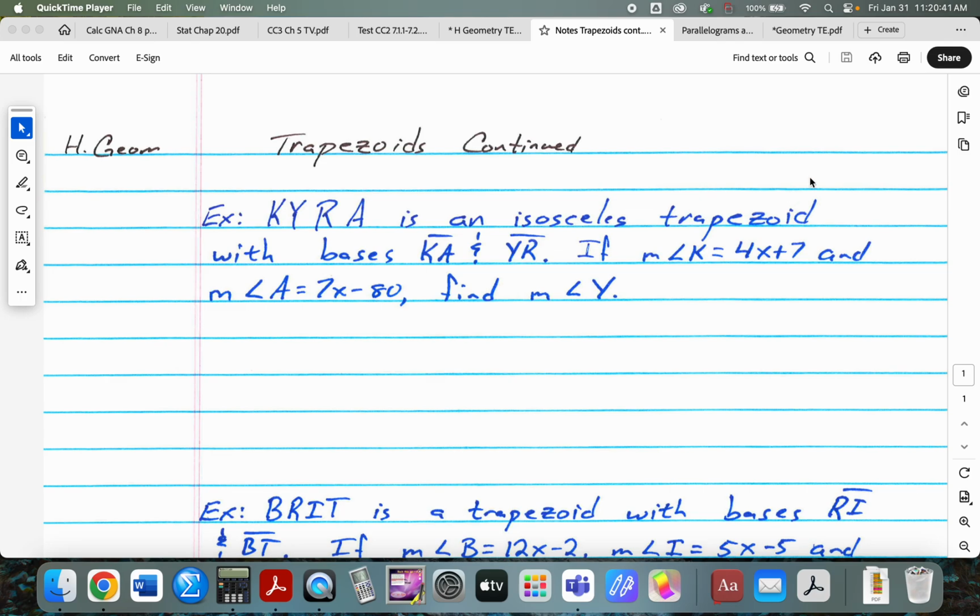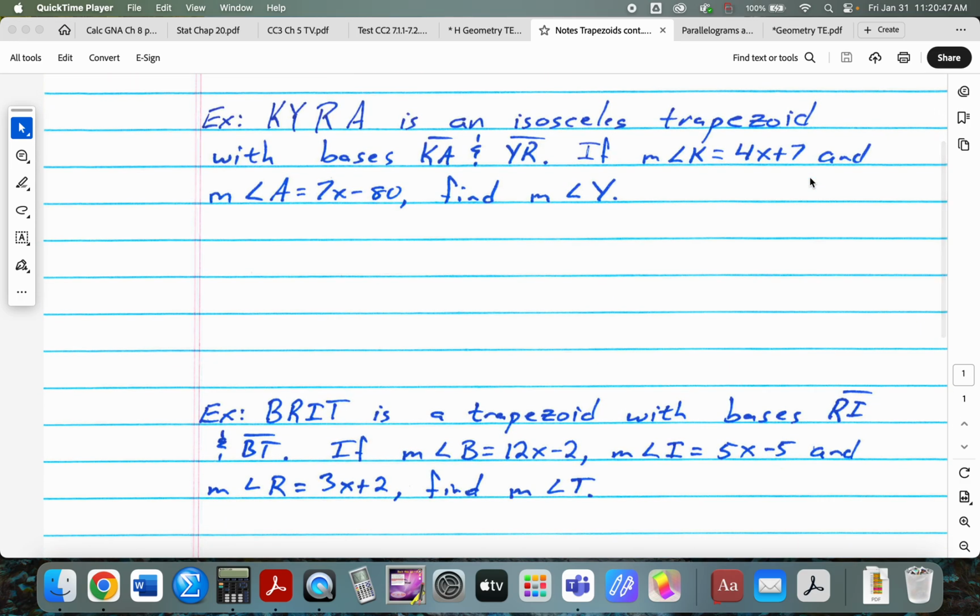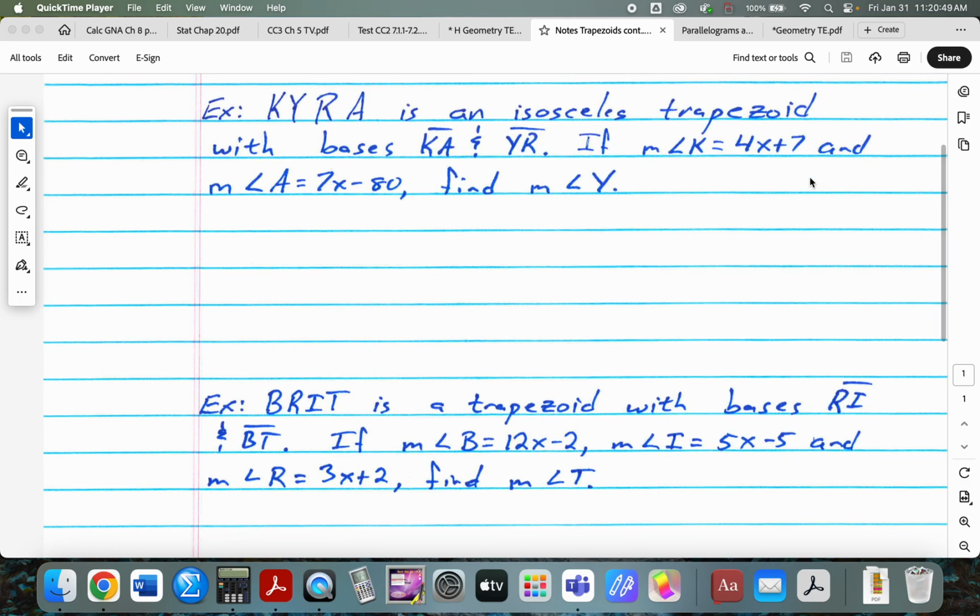Today we're going to continue looking at trapezoids, and on these problems, they give you some information, but they don't give you a diagram. At least for me, I need the diagram. Okay, so it says KYRA is an isosceles trapezoid with bases KA and YR. It's really important that you do this in the right order. If you do this in the wrong order, you will get the wrong answer.